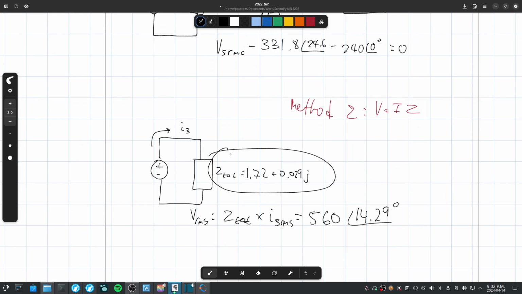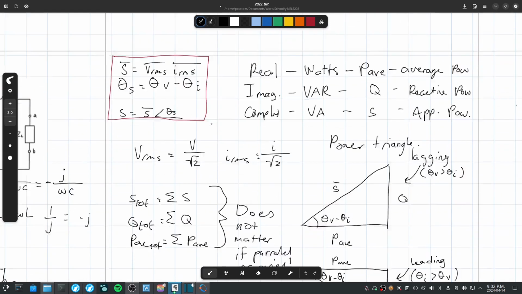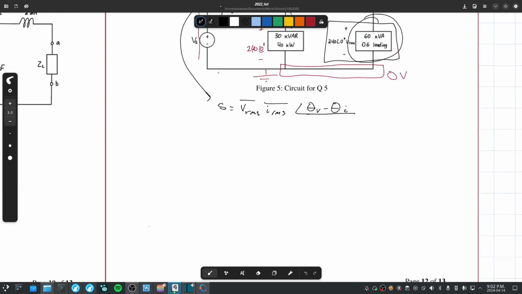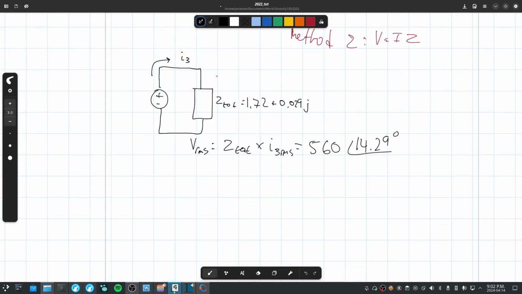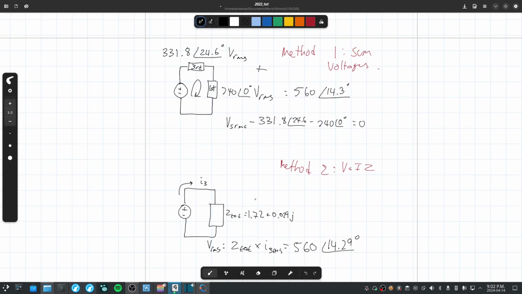You can simplify this circuit into a single load, Z total, of 1.72 plus 0.029j, with a current. We already know the current because that's the one coming out of I3. If you look at the circuit up here, you will notice that this I3 is the one coming out of the voltage source. So that will be our current for this circuit. If you multiply them together, you will get the exact same answer. So those are two different ways of finding the equivalent voltage RMS of the voltage source.